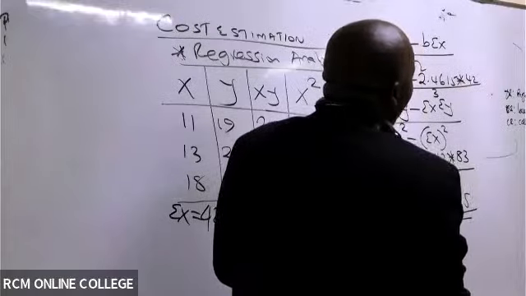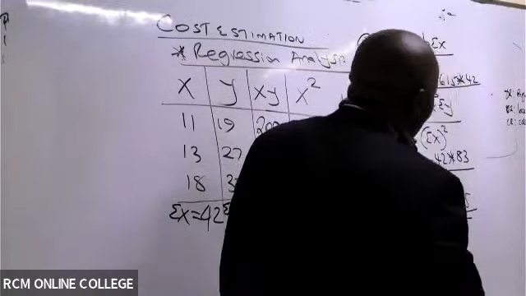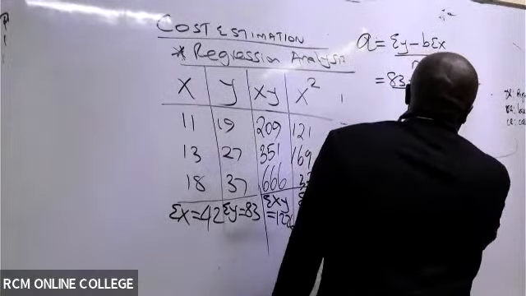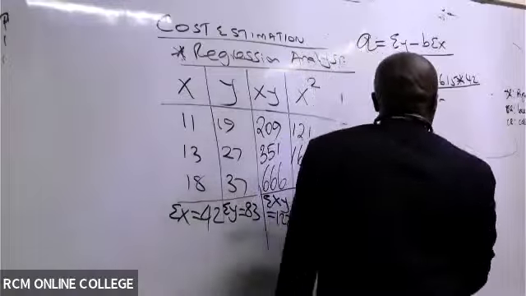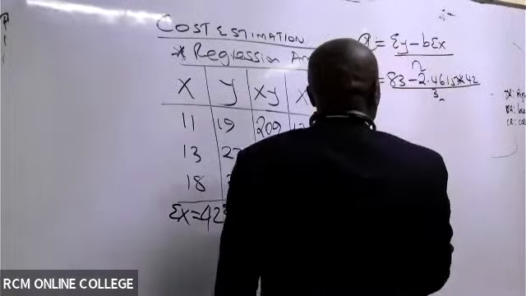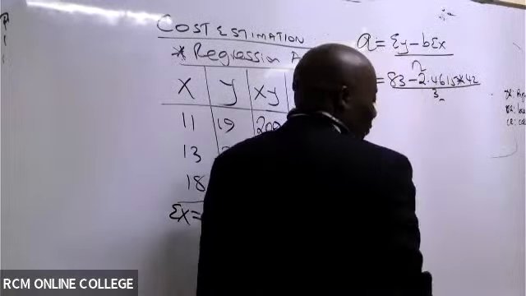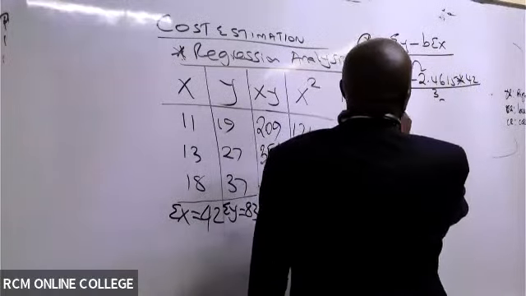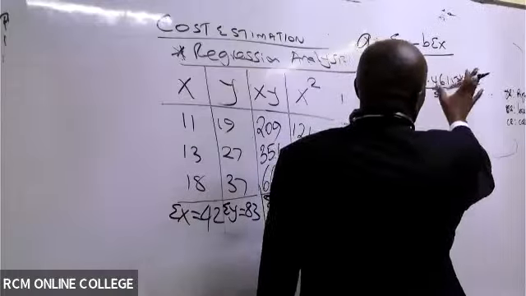So what I do not know is whether we have a very bright student who will be able to give me the value of the numerator. The numerator alone: 83 minus that times 42.